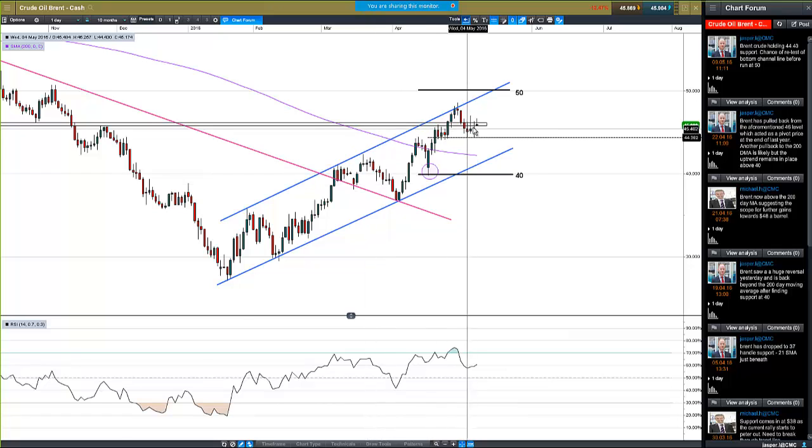Obviously, given the strength of the market, we could have put in the low. We could be gunning for 50, even just from these levels.